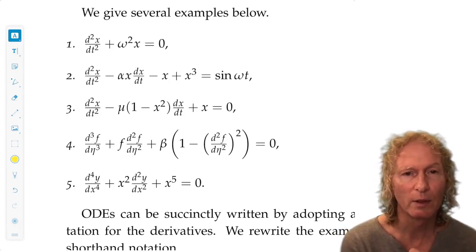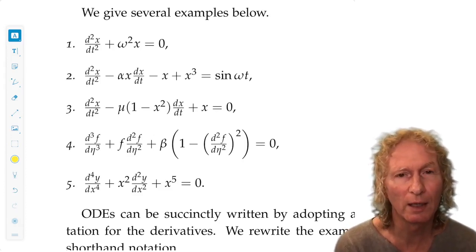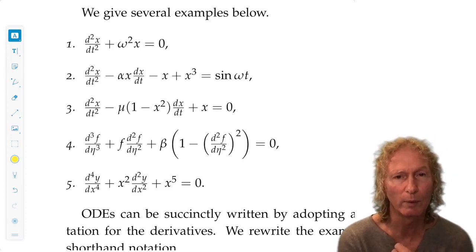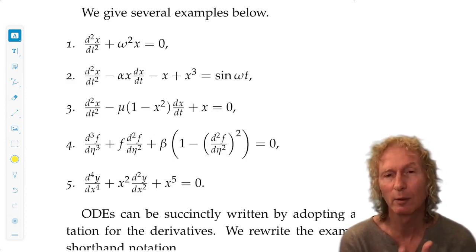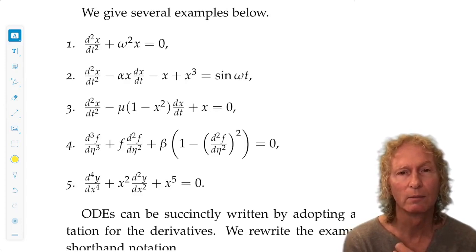The dependent variable is f. We see two nonlinear terms, f times the second derivative of f with respect to the independent variable eta, and the square of the second derivative.